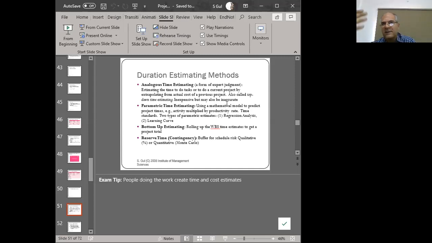Parametric estimation is a mathematical modeling type of technique, and you're saying, I could say, this many bricks in a square meter. So I've got this many square meters. So how many bricks do I need, right? I can find that as sort of like a regression, right? Or we can do a learning curve.